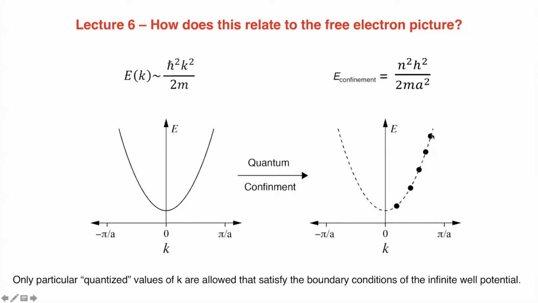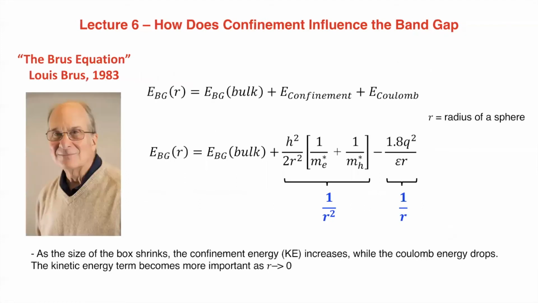Instead of a continuum of momenta, you have discrete values of the momentum that can be accessed when you apply this quantum confining potential. So what that does is it takes a semiconductor with an infinitely dense band structure and makes it molecular, where you have these particle in a box type energy levels.